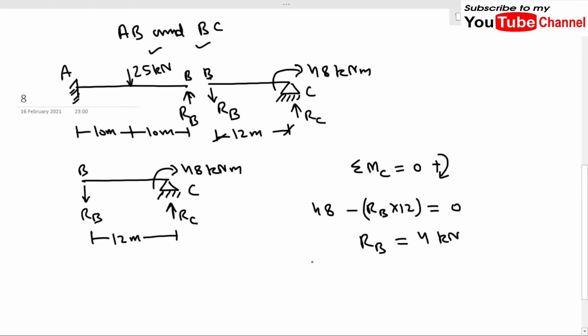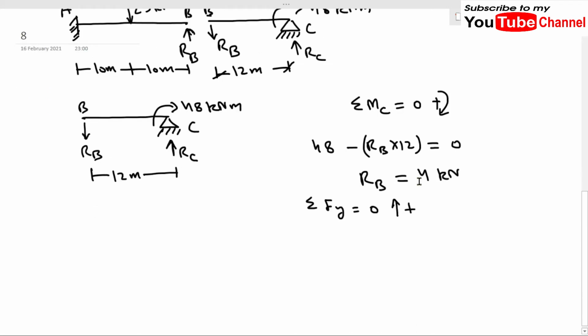Okay, and by using sigma Fy is equal to 0, sum of forces in vertical direction equal to 0, and we will take upward direction as positive, and as the direction of RB is downward, so it will be minus 4, which is our RB, and RC will be taken as positive. So from here you can see that the value of RC will be 4 kilonewton. Okay, so we have found out the value of RB and RC very easily.